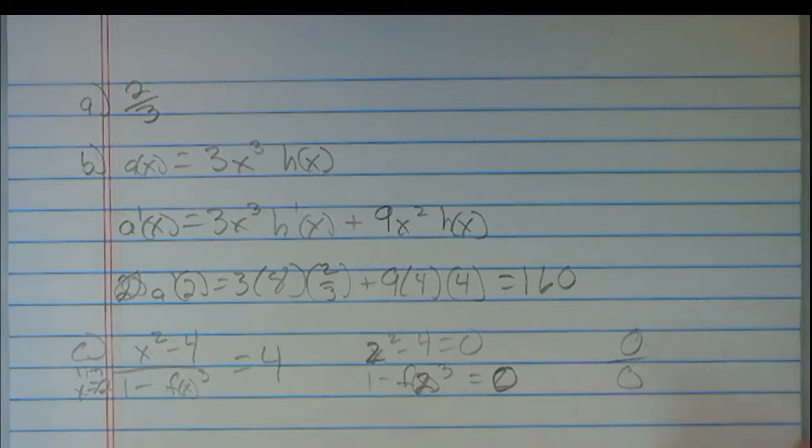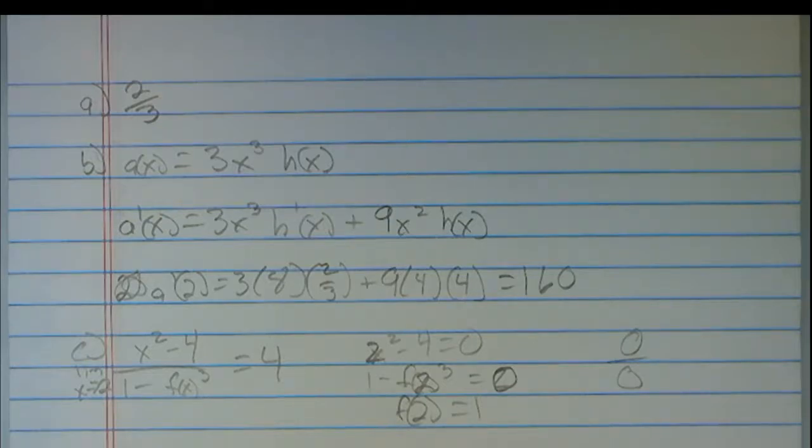Right, this is when we can use L'Hopital's rule, when we're getting a 0 over 0. So both of those are true. This one obviously is true. 2 squared minus 4 is equal to 0. So this one must also be true. So 1 minus f of 2 cubed is equal to 0. So f of 2 is going to be equal to 1, basically.